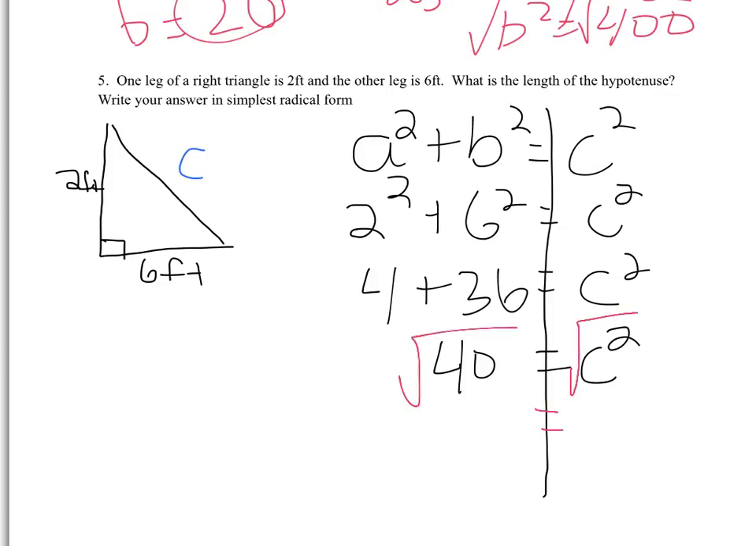Okay, here we're going to end up with just c, but now 40, the square root of 40 doesn't come out evenly, so that's when we have to break it down into two different radicals. I'm going to use radical 4, radical 10. Radical 4 is 2. Square root of 4 is 2. Leave that radical 10. So your answer should be 2 radical 10.